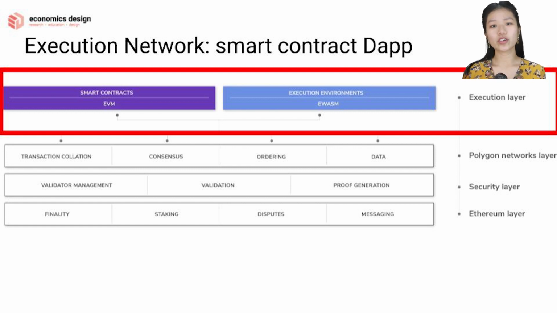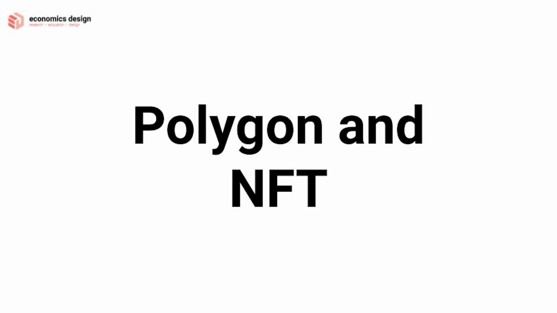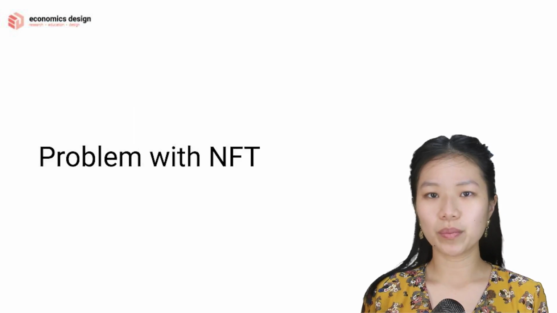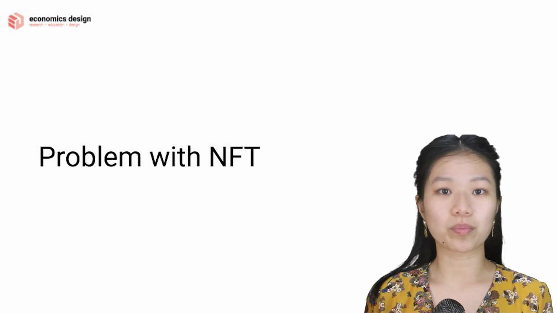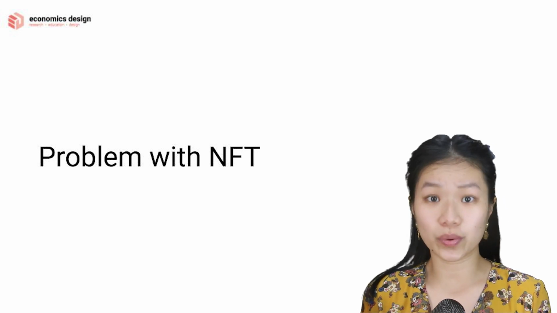What we've talked about so far is understanding Polygon and how it works as an architecture. And now I want to take it back to the context of NFTs and how NFTs and Polygon work together to add a lot of value to the NFT ecosystem. So what's the problem with NFTs? There are two main problems. They all boil down to the same core problem: transaction fees are so expensive.